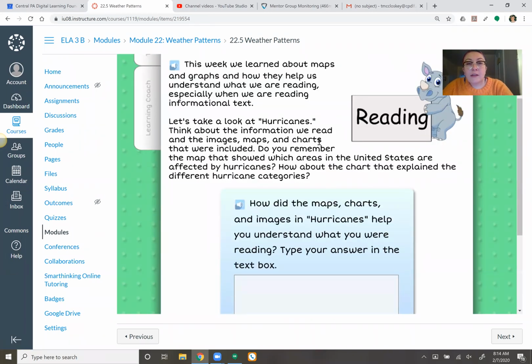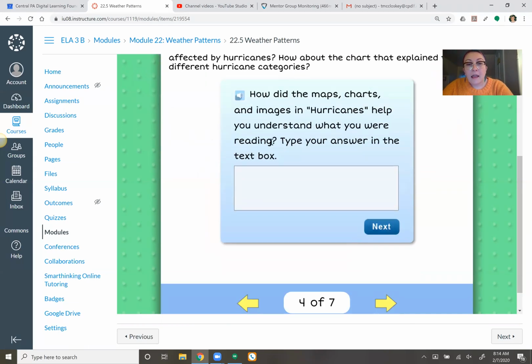Reading, so this week we learned about maps and graphs and how they help us understand what we are reading, especially when we're reading informational text. So we're going to take a look at hurricanes. Think about the information that we read and the images, maps, and charts that were included. Do you remember the map that showed which areas in the United States are affected by hurricanes? How about the chart that explained the different hurricane categories? How did the maps, charts, and images in hurricanes help you understand what you are reading? Type your answer in the text box below.